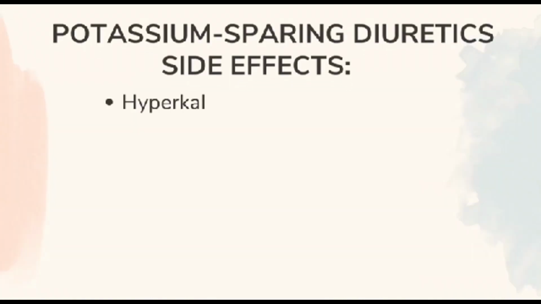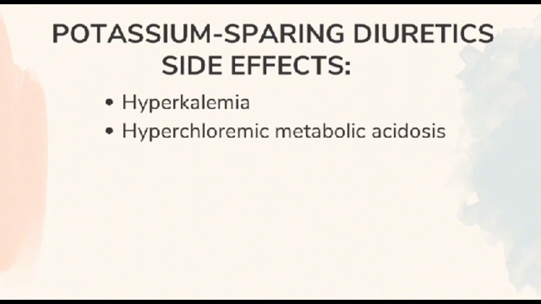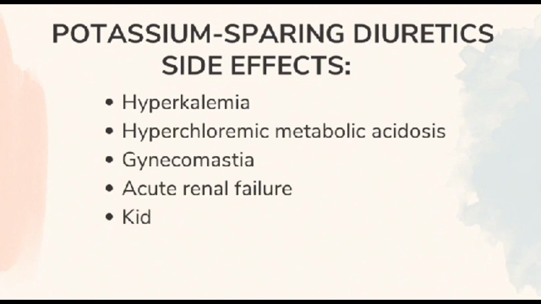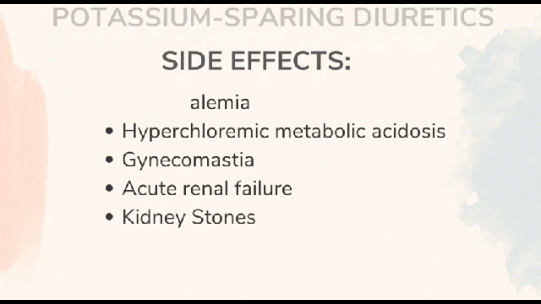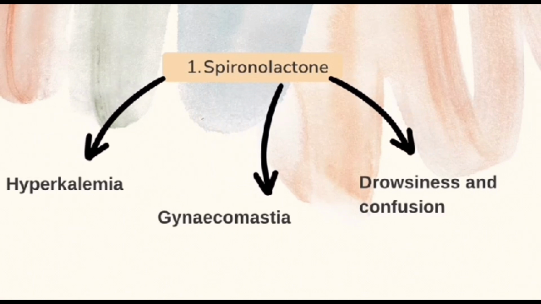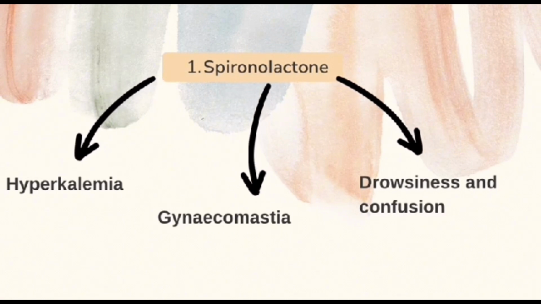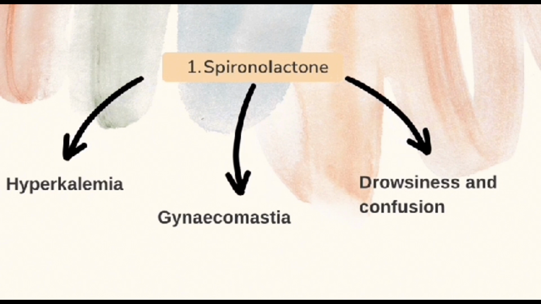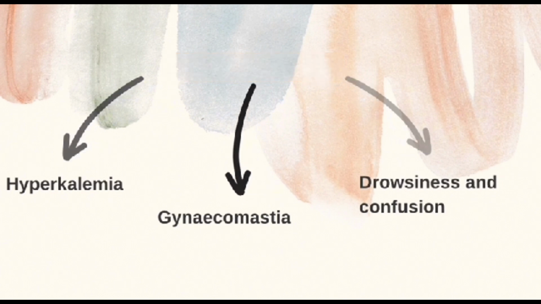Next, we have the potassium-sparing diuretic side effects. Generally, the side effects of the potassium-sparing diuretics are hyperkalemia, hyperchloremic metabolic acidosis, gynecomastia, acute renal failure, and kidney stones. So, let's take a look at each subtype, shall we? First, we have spironolactone. Spironolactone will give side effects of hyperkalemia, gynecomastia, and drowsiness and confusion.